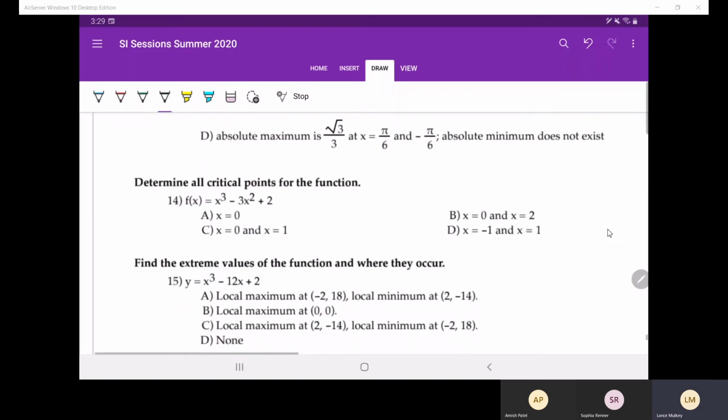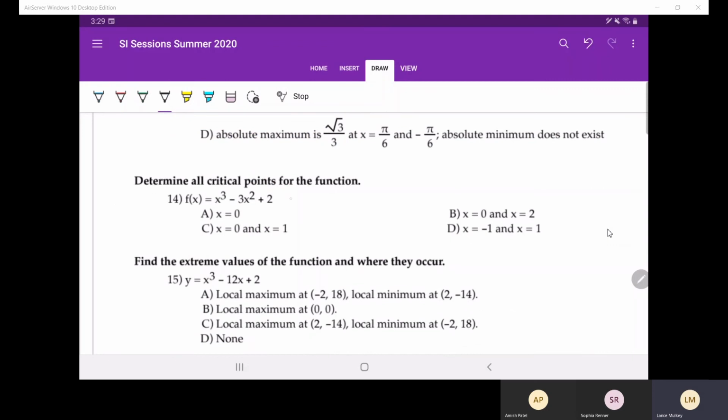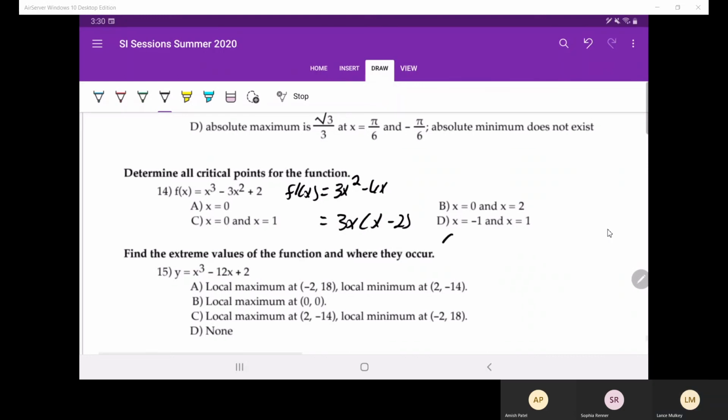Let me move on real quick. Find all the critical points. So critical points is when you set the derivative equal to 0, or if it's undefined. So f prime of x equals, simplify as much as you can. You can pull out a 3x. When you set that equal to 0 in the factored form, you get 0 and 2. Please, if you have any questions, do not feel afraid to stop me.